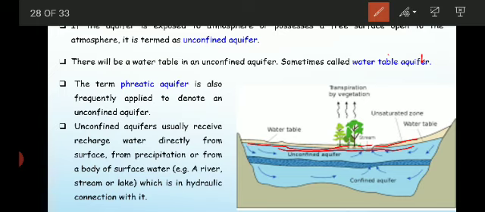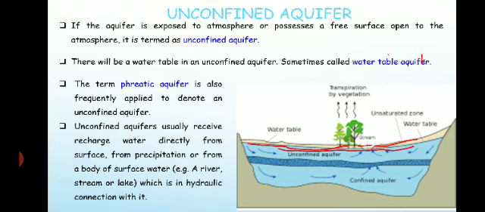So all these are the sources of unconfined aquifer, you can say, right? So from where the water comes in an unconfined aquifer is either precipitated water or the water from the surface water body, that is a river or a stream or a lake, which is in hydraulic connection with the aquifer, that is called as an unconfined aquifer. So I hope you have understood what is unconfined aquifer. So the aquifer which is exposed to the atmosphere or it possesses a free surface which is open to the atmosphere, that is termed as an unconfined aquifer.